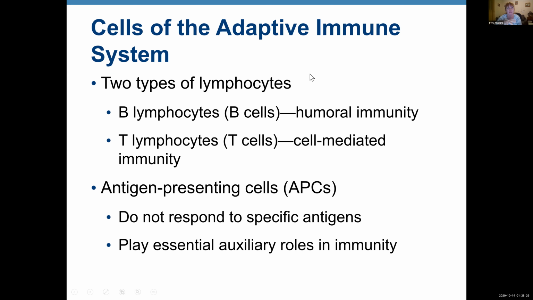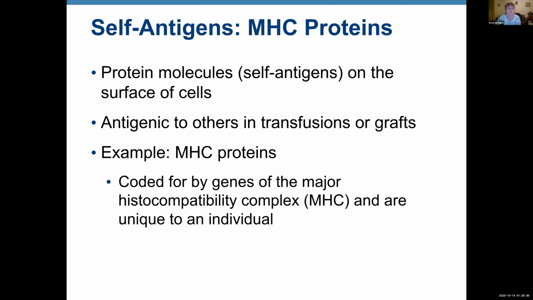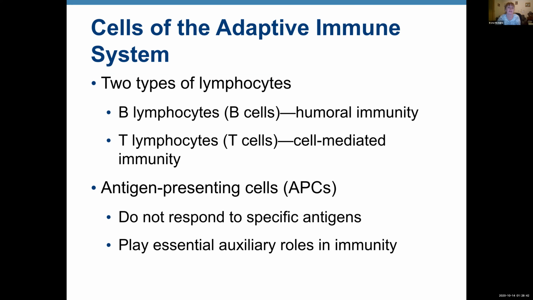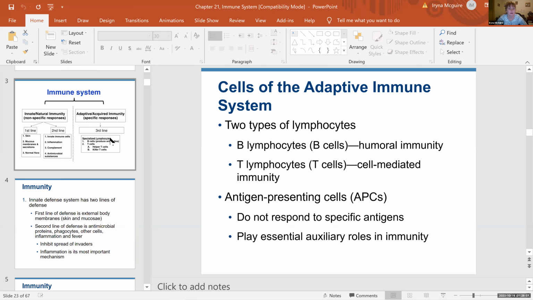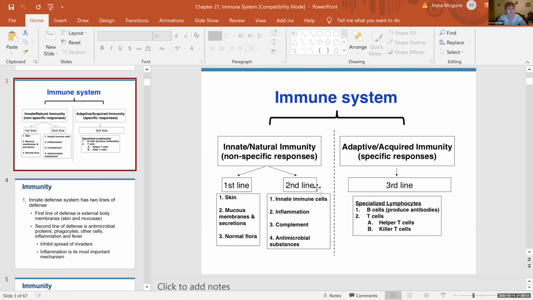Okay, so we covered antigens, we covered antigenic determinants, and we covered even our self-antigen very briefly. Now let's look at the cells of the adaptive immune system. So if you go back over here, as I told you, in the second line of defense we have innate immune cells. And the third line, we have lymphocytes, right?